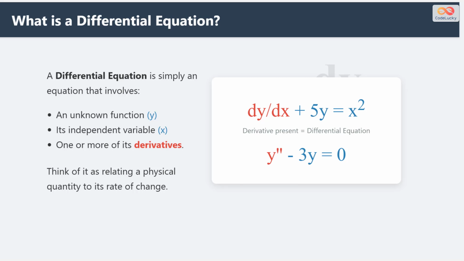Before we define order, let's quickly recall what a differential equation actually is. Simply put, it is an equation that relates a function, its variable, and its derivatives. If you see a derivative, like dy by dx, or y prime, or y double prime, you are looking at a differential equation.